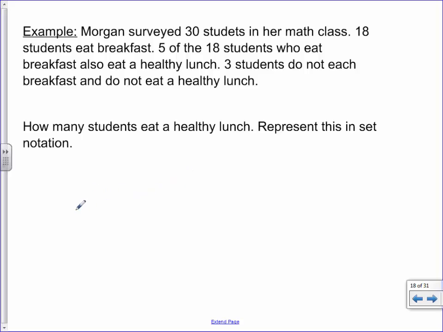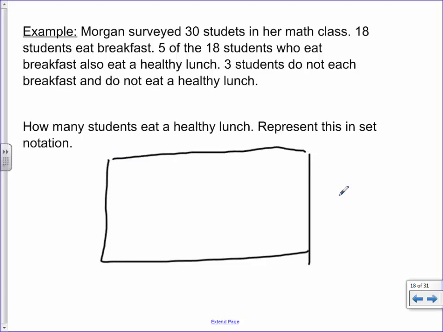So let's try to figure this piece out here. I would say it looks something like this. Here's your universal set, and there's 30 kids in the universal set.